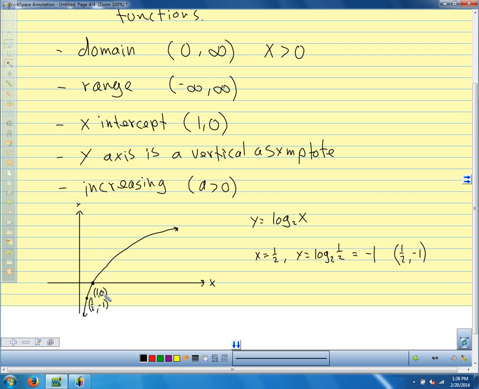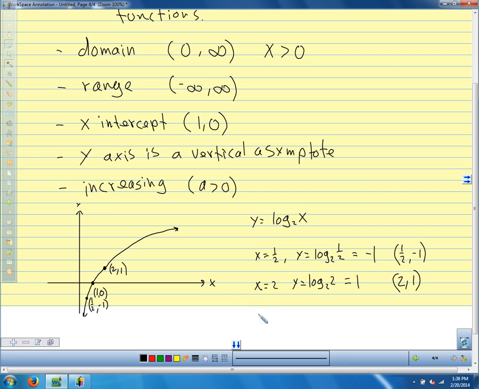We already have the point 1, 0. So our logarithmic function is always going to go through that point. It's unshifted. How about x equals 2? y equals log base 2 of 2, and I get what? The power of 2 that gives me 2 is 1. So my point is 2, 1. Go over 2, up 1. So that's going to be the point 2, 1.